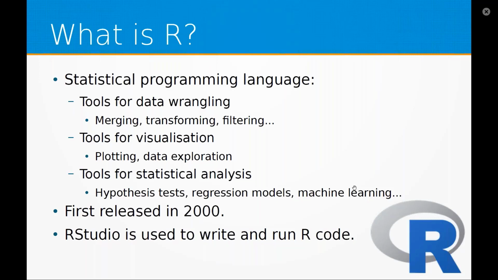So R is a statistical programming language, which means that it can be used for programming, but it's tailored for statistical analysis. And that means that it covers the different things you need to do when you work with data and statistics. So it contains tools for data wrangling, by which I mean merging your data, transforming your data, filtering your data, and all those sorts of manipulations that you need to do with your data in order to get it in a format where you can analyze it.